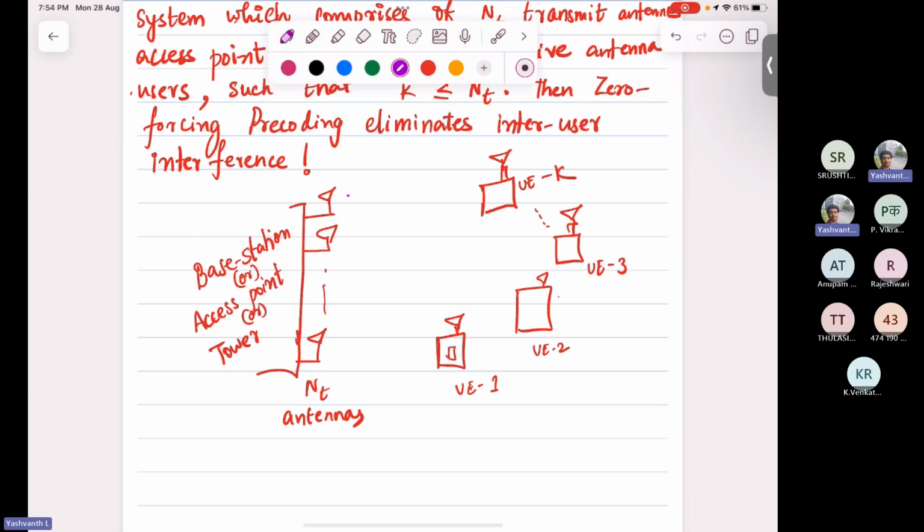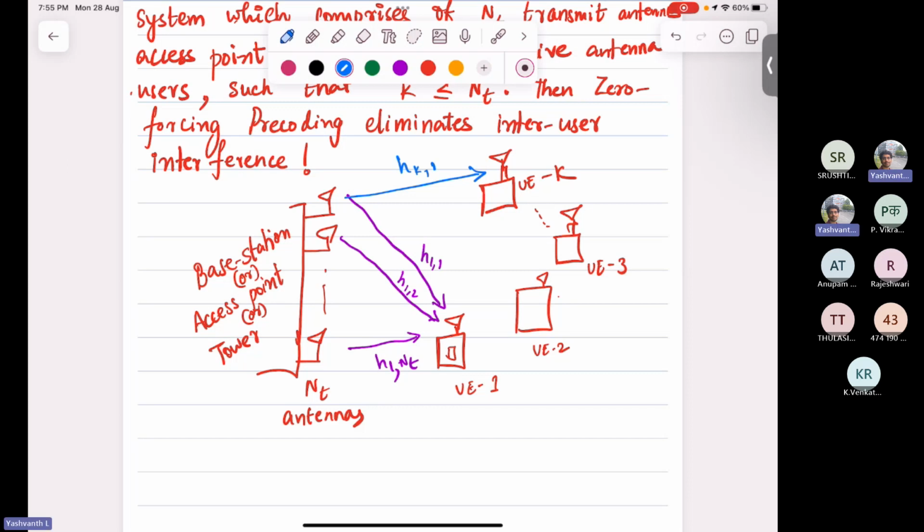Now, for example, this is H11, H12, and so on till H1NT. The 1 is because it is the first user. Similarly, HK1, then HK2, and so on till HKNT. Likewise, you do this for the channels of all the other users.